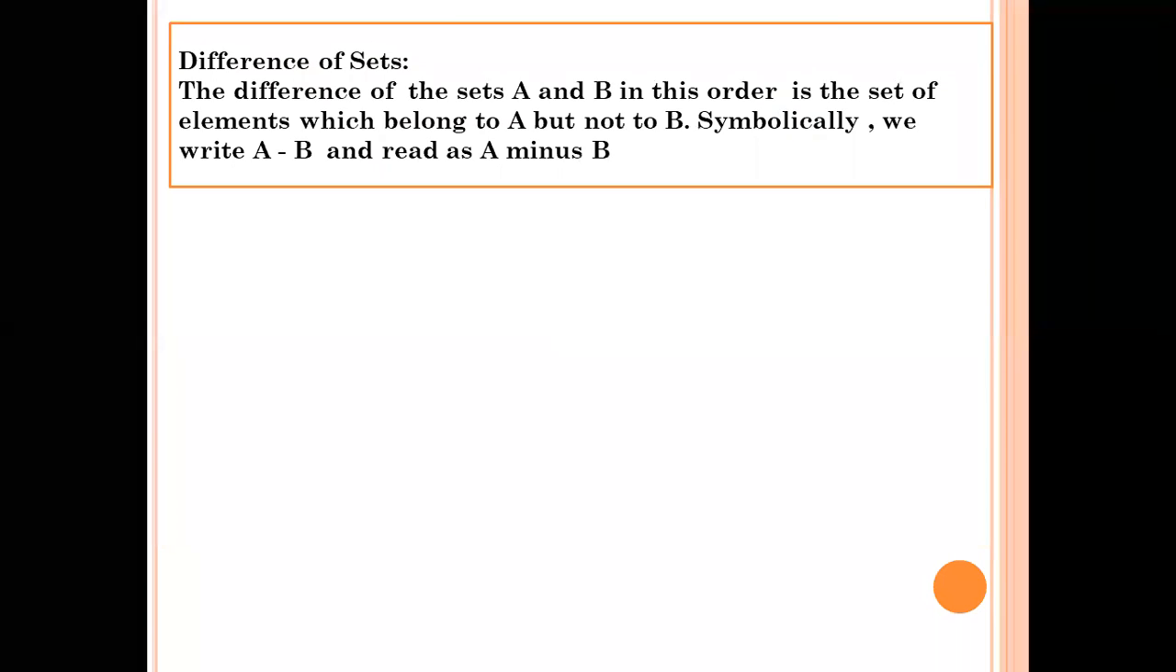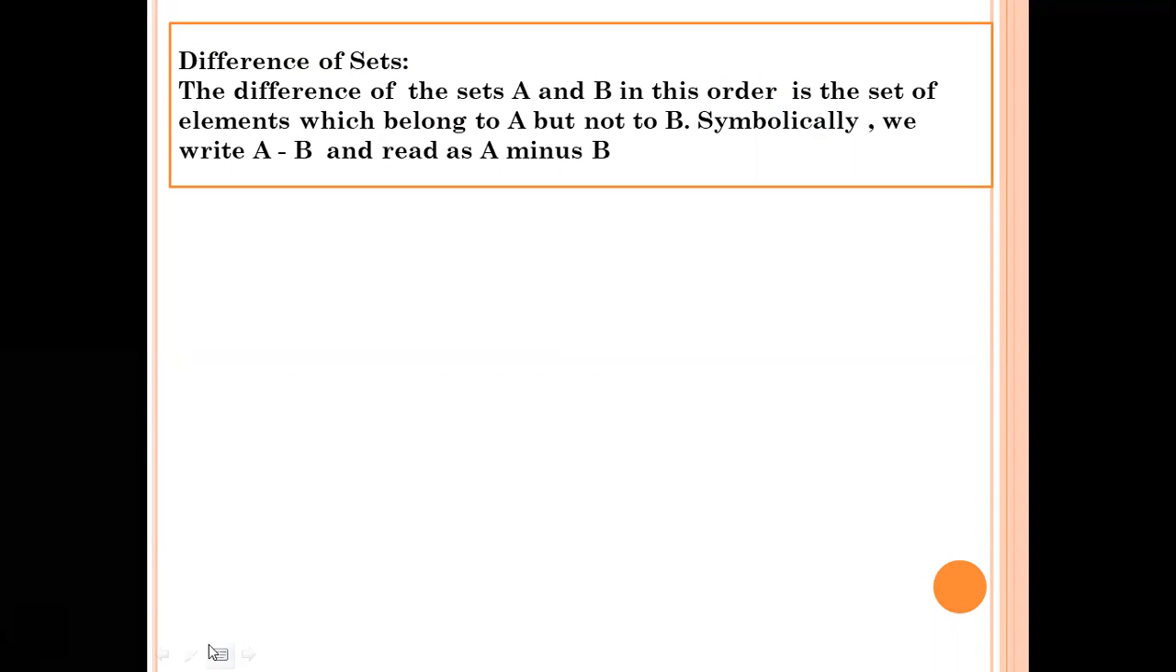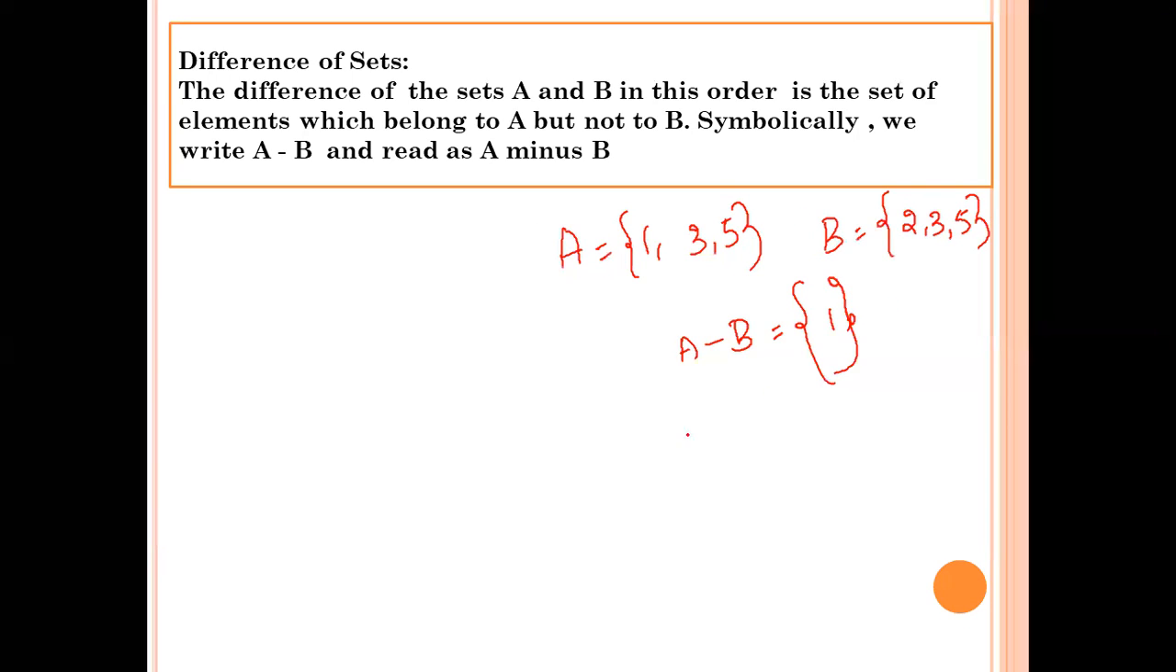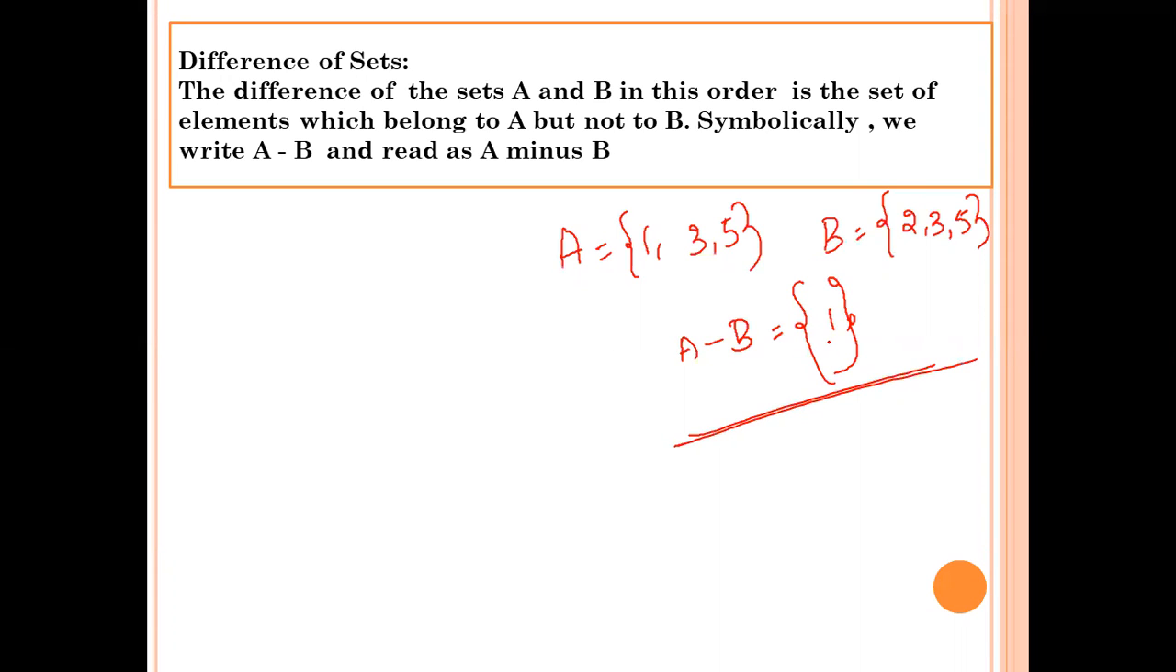If they ask what the difference of two sets is, the formal definition is, suppose you have to find A minus B, then you have to write all those elements in A which are not in B. For example, if A is {1, 3, 5} and B is {2, 3, 5}, then what is A minus B? You write all those elements in set A which are not in B. 1 is not in B, so you can write 1. 3 is in B, so you cannot write 3. Similarly, 5 is also in B, so you cannot write 5. So A minus B is equal to {1}.